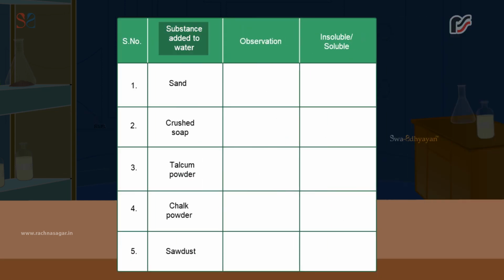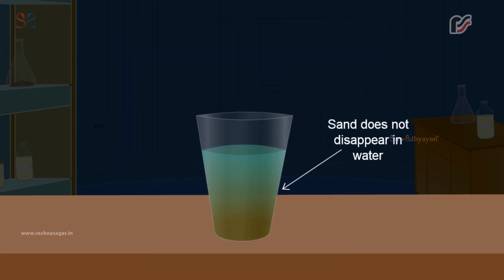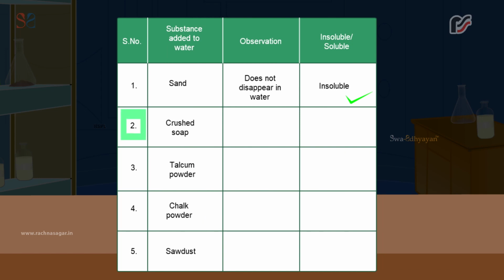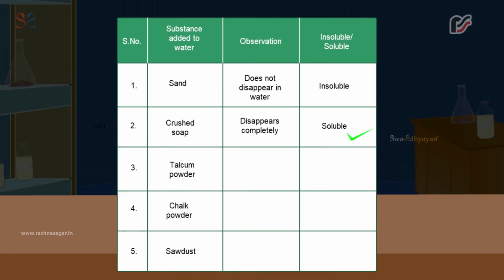Serial number, substance added to water. Observation, insoluble or soluble. Number 1, sand does not disappear in water. Insoluble. Number 2, crushed soap disappears completely. Soluble. Number 3, talcum powder. Number 4, chalk powder. Number 5, sawdust.